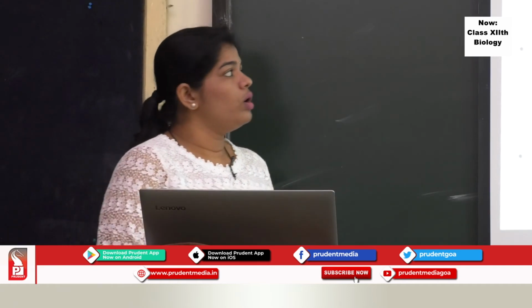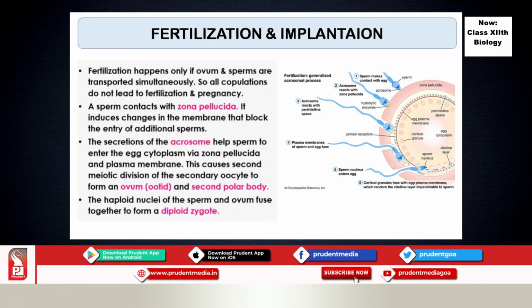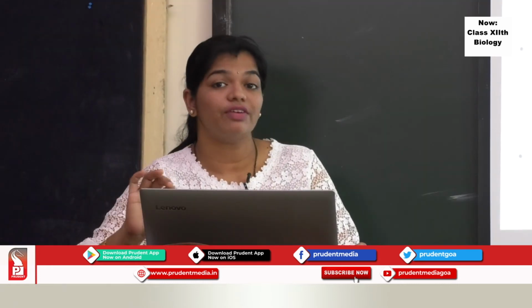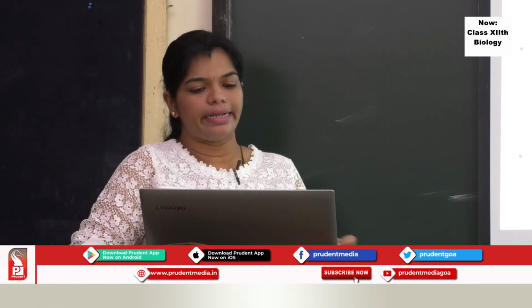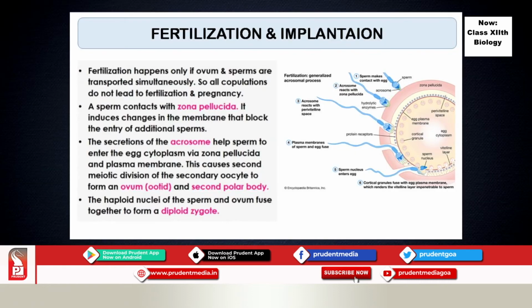Okay. Now, fertilization will happen only if the ovum and the sperm are transported simultaneously. So, basically when the ovum is released, you can take plus or minus 1 day, so around 48 hours of ovulation. Within the 48 hours of ovulation, if the sperm meets the ovum, then fertilization can take place. Okay. So, not all copulation can lead to fertilization. Only the copulation which happens during ovulation can lead to fertilization and which can lead to pregnancy.